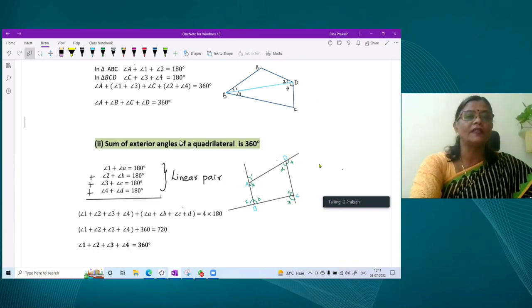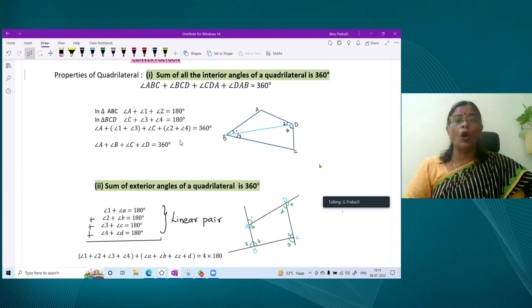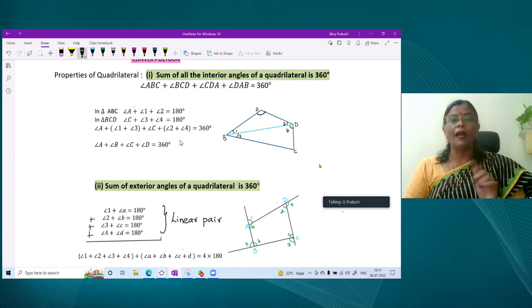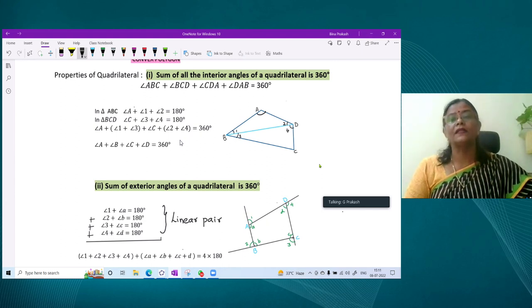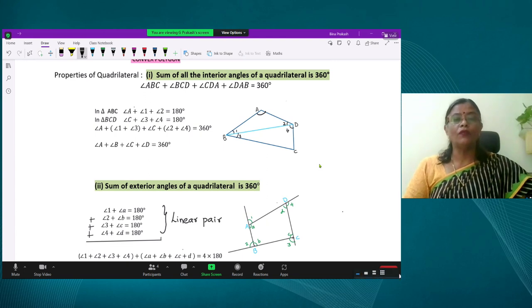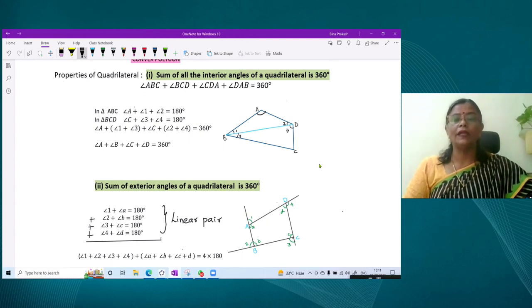The first property that we see is the sum of all the interior angles of a quadrilateral is 360. This is interior angle A, then this is interior angle B, this is interior angle C, and then it's interior angle D. When you add all the four angles, you find that the sum adds up to 360 degrees. So how is it proved? To prove this, we'll join B to D and make two triangles out of this quadrilateral ABCD.